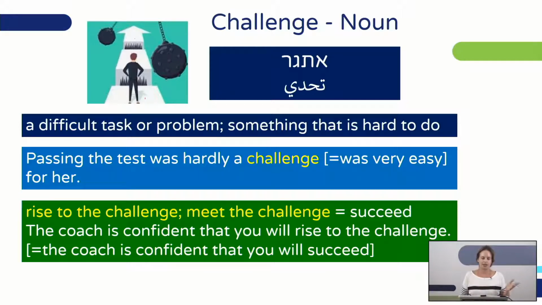Another way of using challenge would be to rise to the challenge or meet the challenge. This is another way of saying to succeed, okay? An example would be, the coach is confident that you will rise to the challenge. In other words, the coach is confident that you will succeed, okay? Rise to the challenge equals succeed.